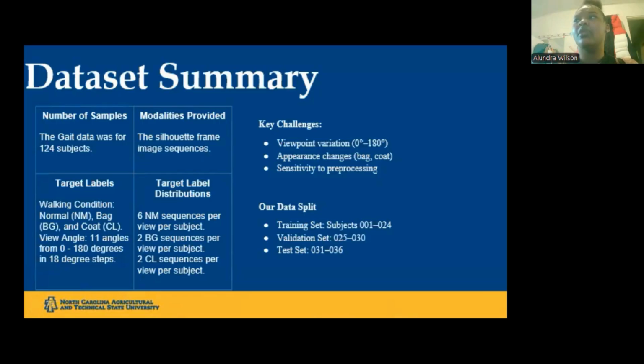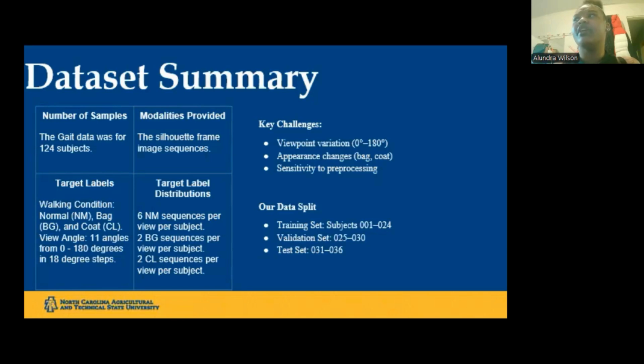Each subject has multiple walking sequences under three conditions: normal walking, carrying a bag, and wearing a coat. The main modality we used was silhouette image sequences. These silhouettes isolate the human body shape and movement while removing unnecessary background information. This allows the model to focus primarily on gait dynamics rather than color or texture. The target label included both walking condition and view angle. For our classification task, the three classes were NM for normal walking, BG for carrying a bag, and CL for wearing a coat.